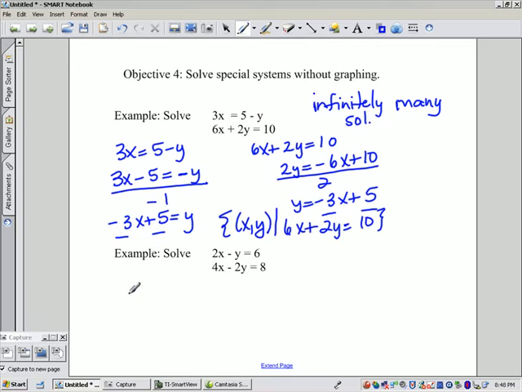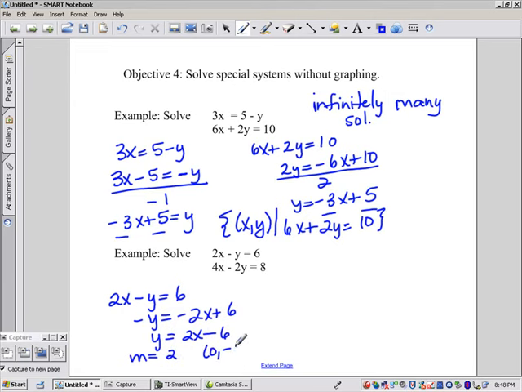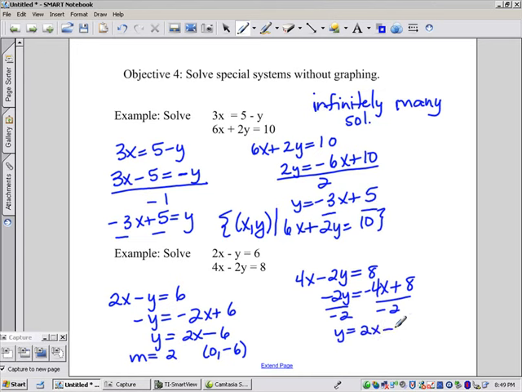Now, the second example here, if we have 2x minus y is equal to 6, we can subtract the 2x and then divide by negative 1 to get y is equal to positive 2x minus 6. So our slope is 2, the y-intercept is (0, negative 6). In the other equation, 4x minus 2y is equal to 8. We subtract 4x and then divide by negative 2. So we get y is equal to negative 4 divided by negative 2 is positive 2x. 8 divided by negative 2 is minus 4.